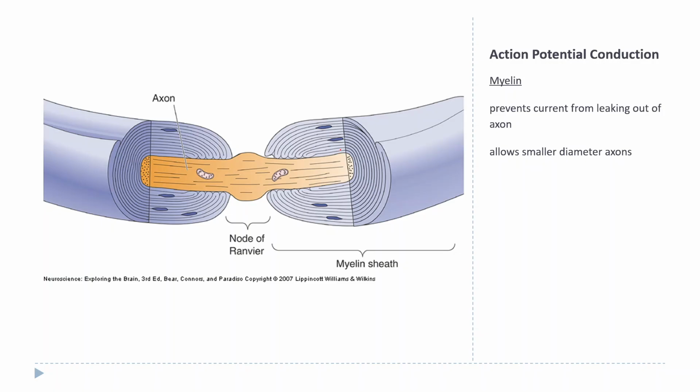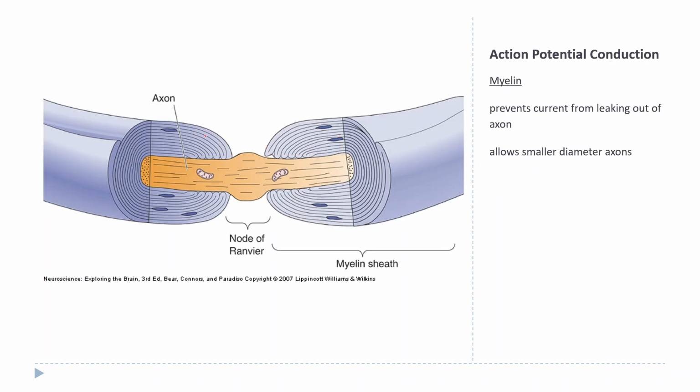And the solution that mammals came up with is myelin. So myelin, we talked about already. This is the substance that surrounds some axons in the brain and the nervous system, not all. And it consists of cells, either oligodendrocytes in the brain and spinal cord or Schwann cells in the peripheral nervous system. And these cells just wrap around the axon many, many, many times with very little cytoplasm.